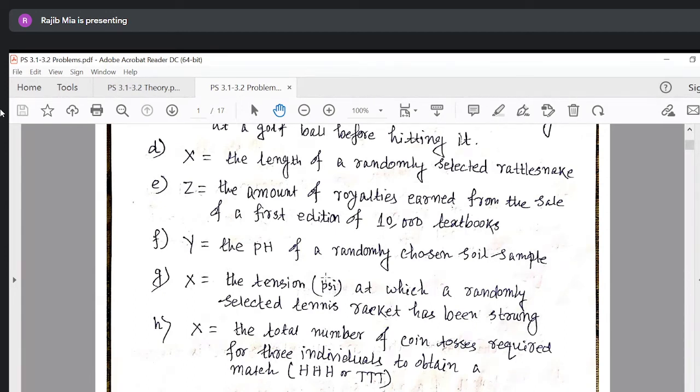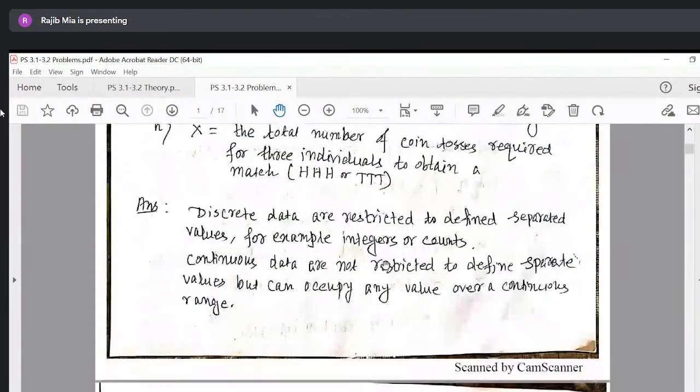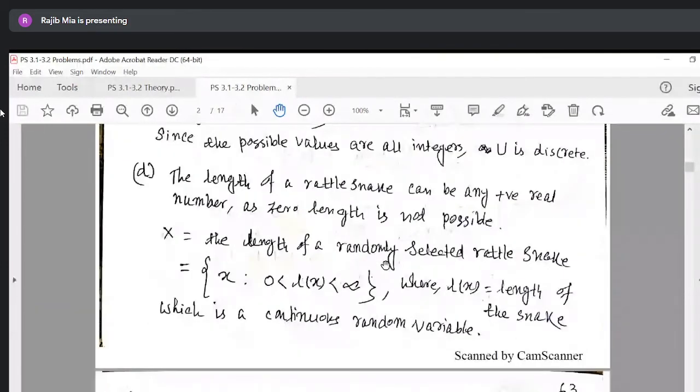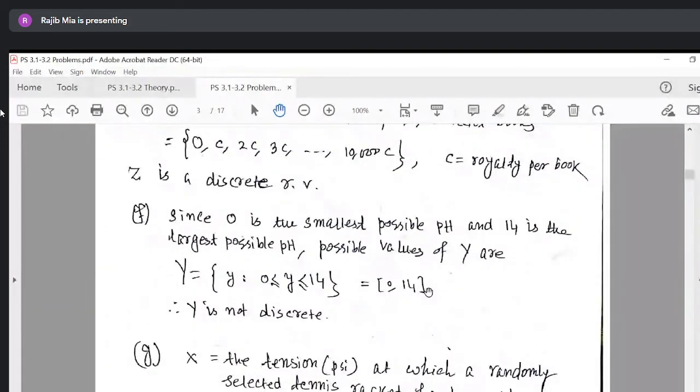Any value between 0 and 14 means there are so many values in 0 to 14. So this is a continuous random variable. In between 0 and 14, there are so many values. Sir, can you explain continuous once more?